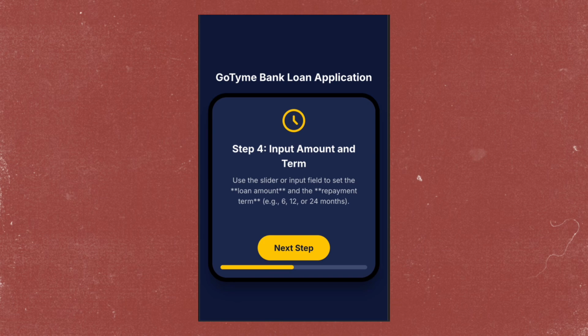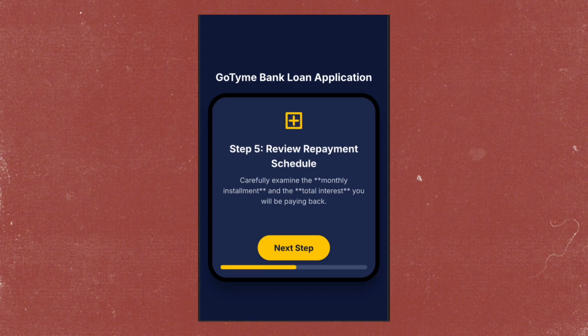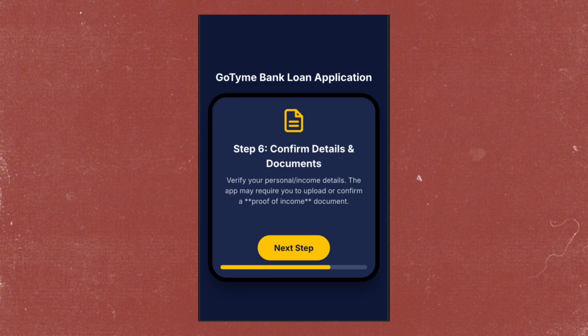So use the slider or input field to set the loan amount and the repayment term, like for example, 6, 12, or 24 months. So it depends on you. And then make sure to review the repayment schedule. So carefully examine the monthly installment and the total interest that you will be paying back to make sure everything will be settled.